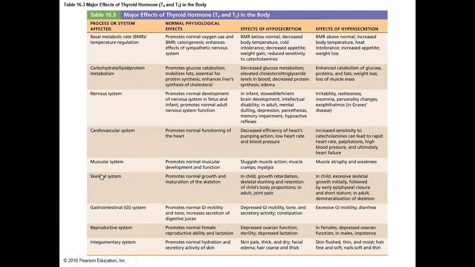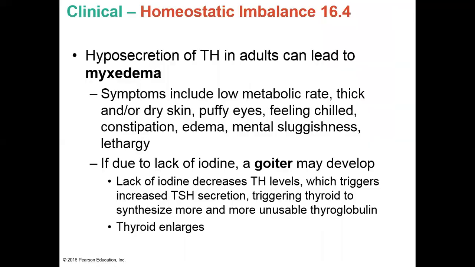Nervous system, cardiovascular system, muscular system, skeletal system, gastrointestinal system, reproductive system, integumentary system. So when I tell you the thyroid hormone has an effect on almost every single cell in the body, it is really, really important. So here we are with hyposecretion. Hyposecretion of thyroid hormone in adults can lead to myxedema.